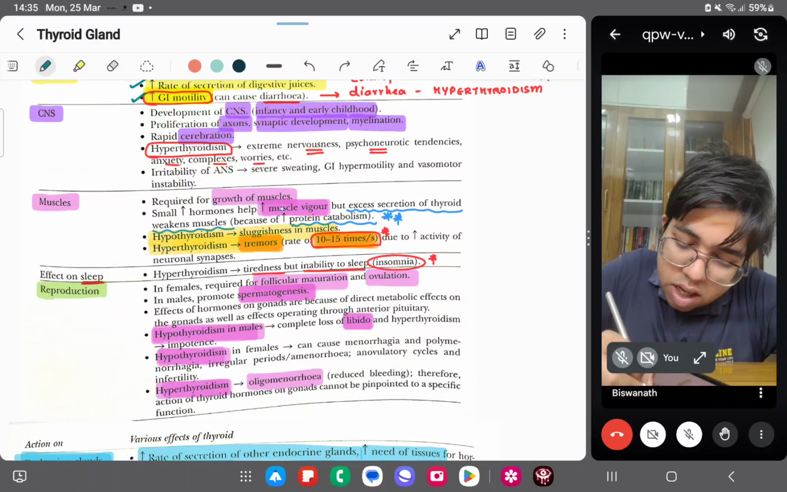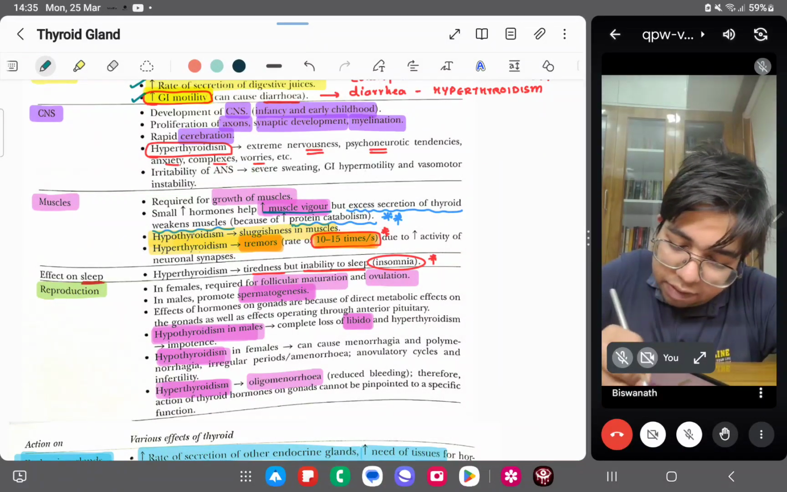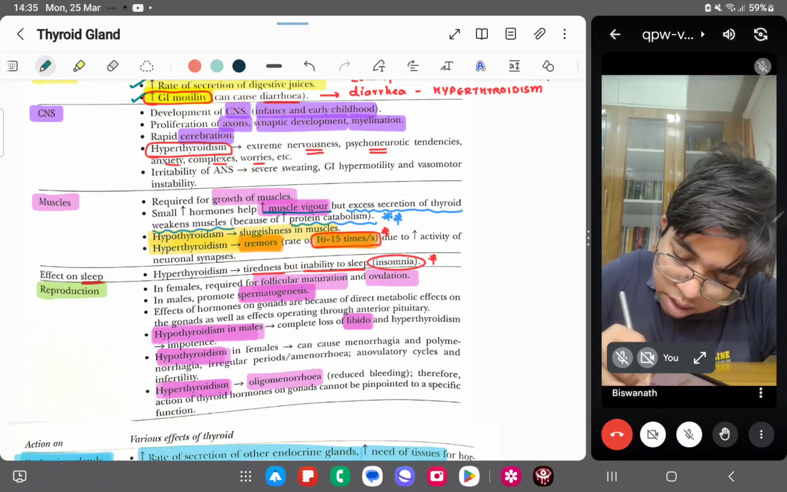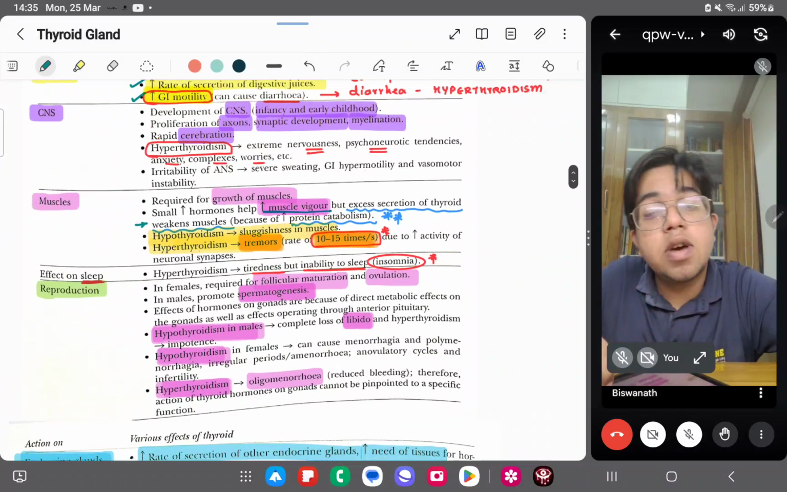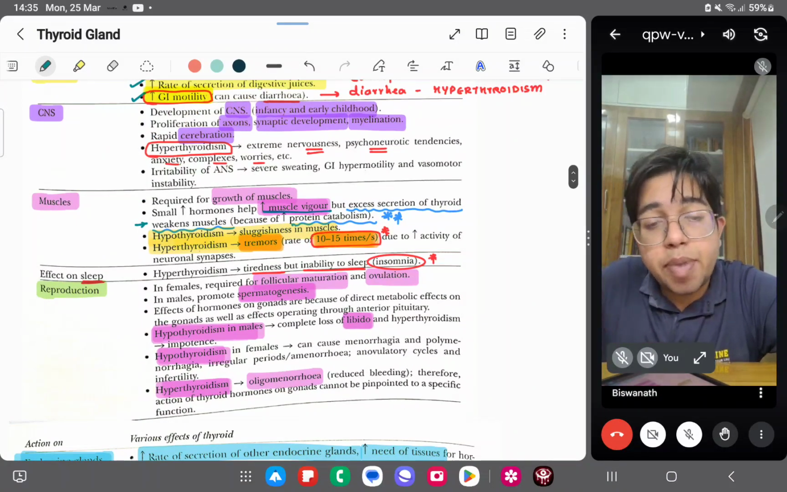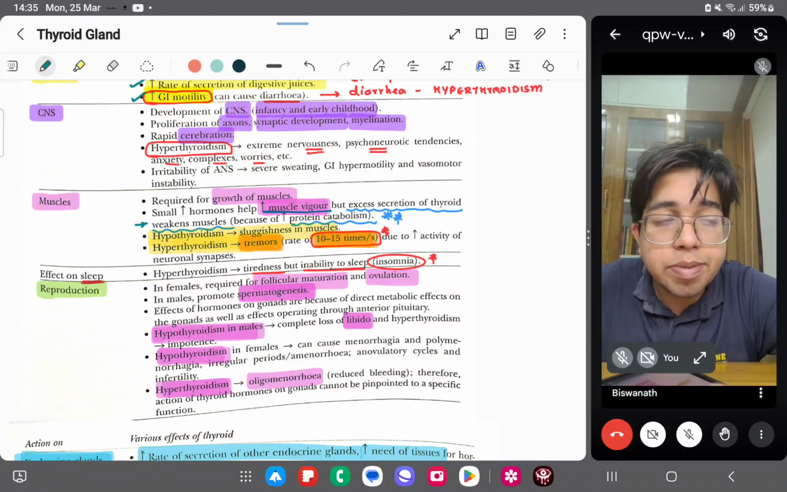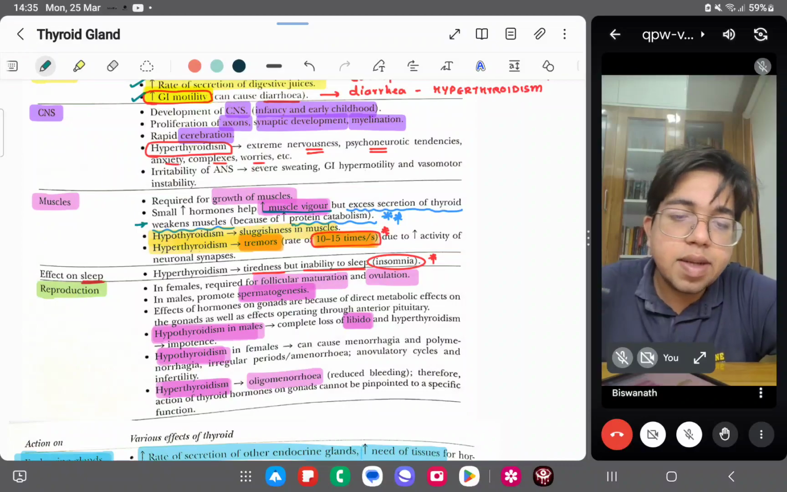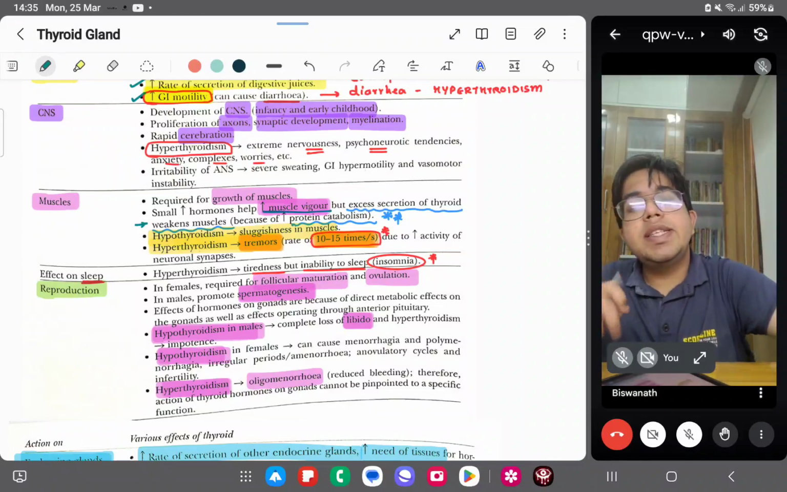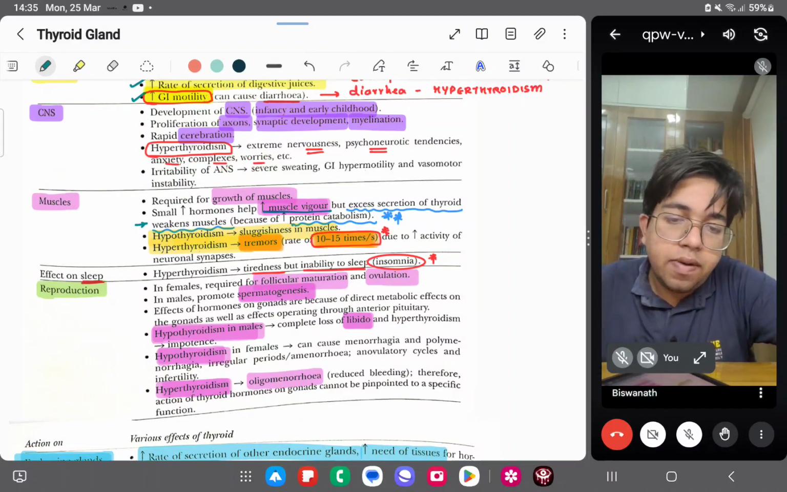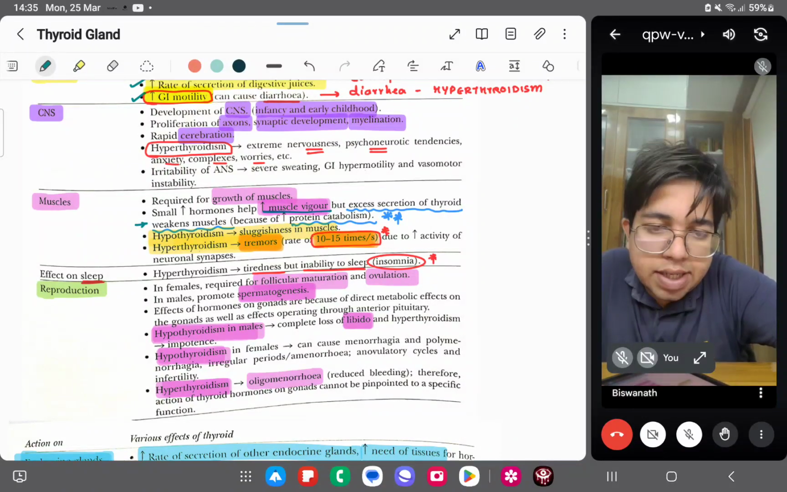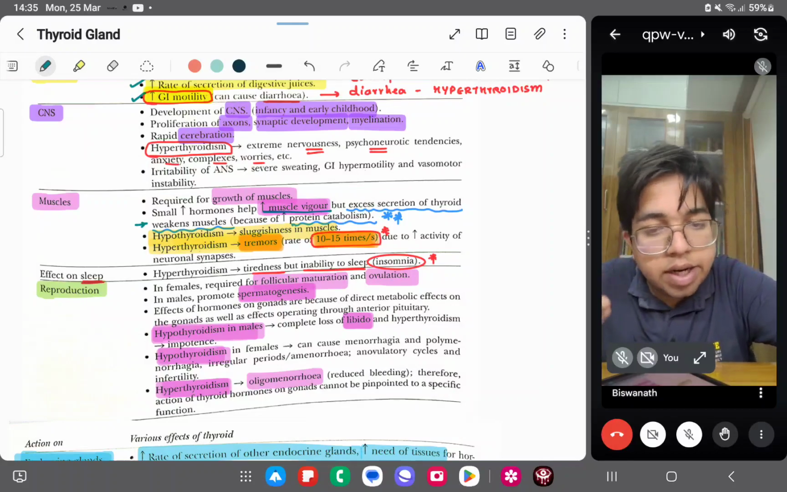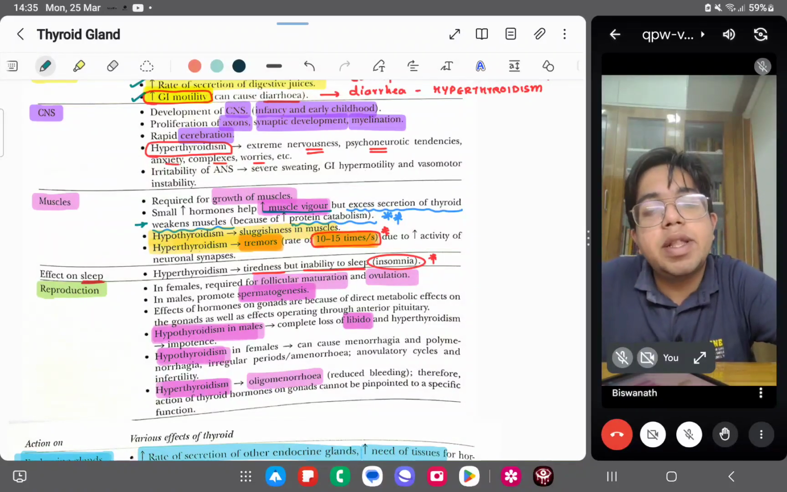Muscles, growth of muscles, increase muscle vigor. Okay, and yeah, excess secretion of thyroid weakens the muscle. Okay, if there is more thyroid, like hyperthyroidism, we have something called hyperthyroid crisis. In that, the thyroid hormone will increase the protein catabolism, right? So if there is increased protein catabolism, the muscle will be getting digested. Like the muscle proteins will now get broken down and digested. Okay, so there will be increase in muscle weakness if there is extreme hyperthyroidism.